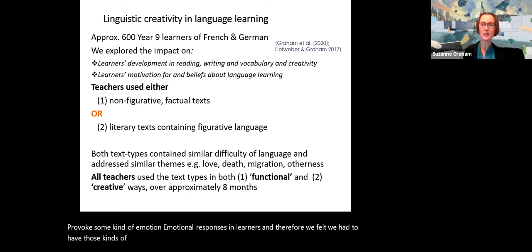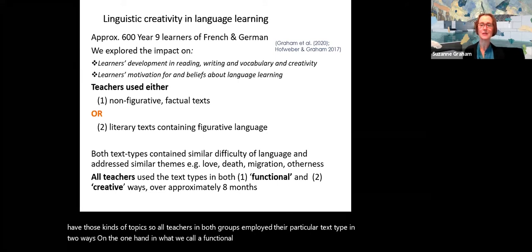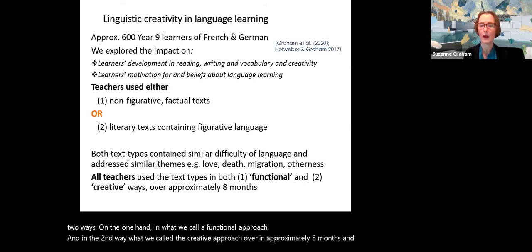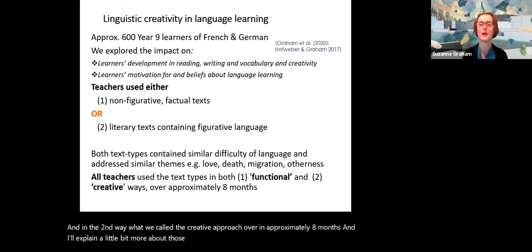So all teachers in both groups employed their particular text type in two ways. On the one hand, in what we called a functional approach, and in the second way, what we called the creative approach, over approximately 8 months. And I'll explain a little bit more about those two approaches in a moment.